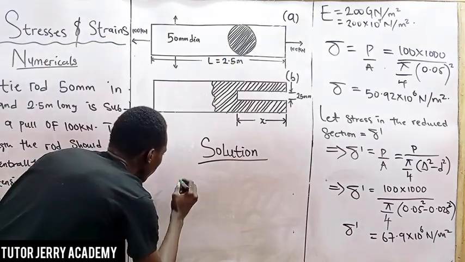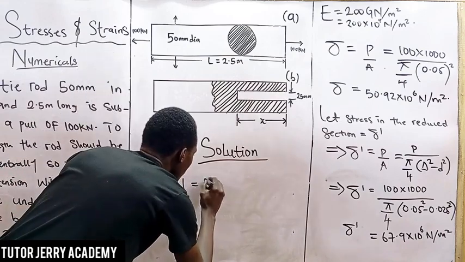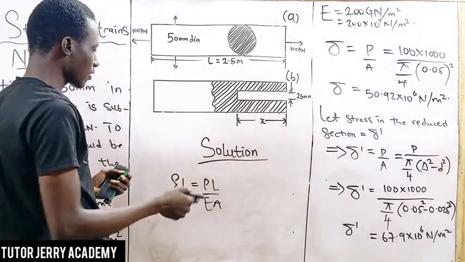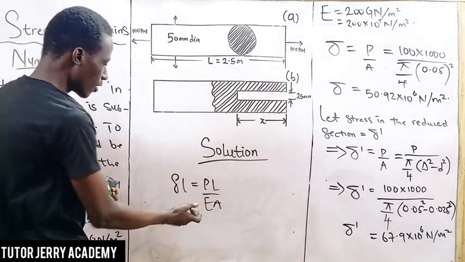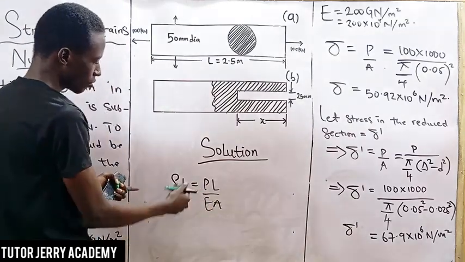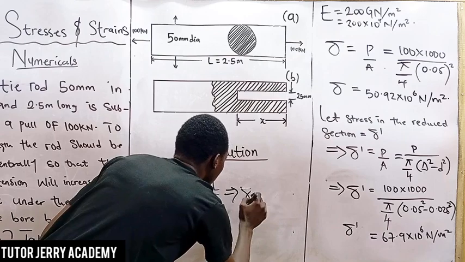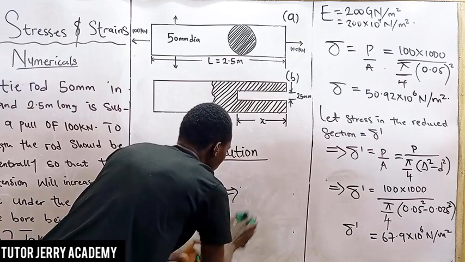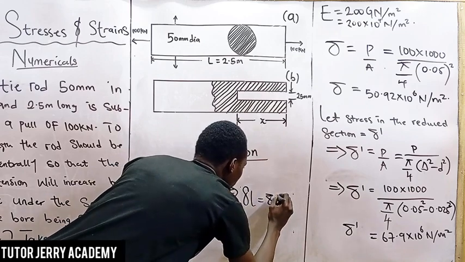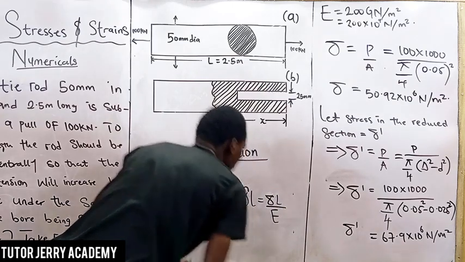Of course, we know that the change in length is equal to PL all over EA. This relation has been derived from our previous classes. I know that P over A is stress, so I can replace P over A with stress. If I do that, this equation will be nothing but change in length equal to sigma L all over E.